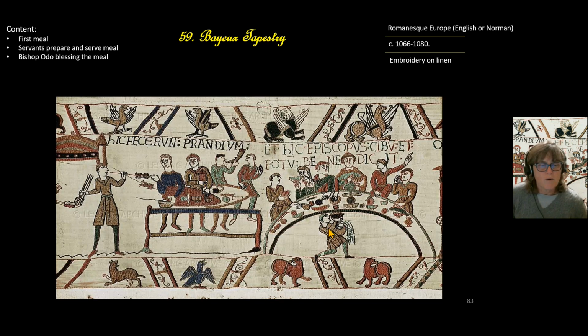So one of our two images here, the content of it is the first meal, and we have servants over here preparing a meal, and at this table, which hopefully reminds you of the table in the fresco at the Catacomb of Priscilla, at this table we have Bishop Odo, who is William's half brother, who is blessing the meal.